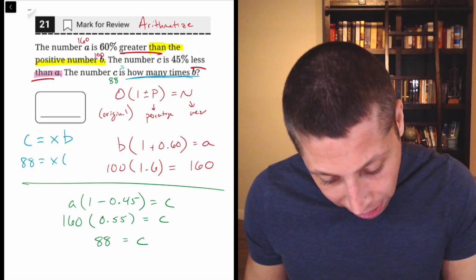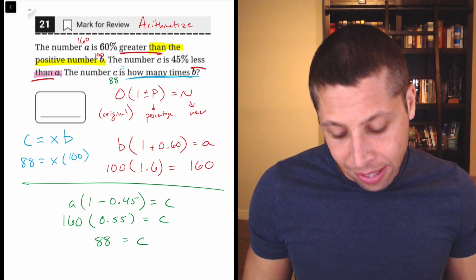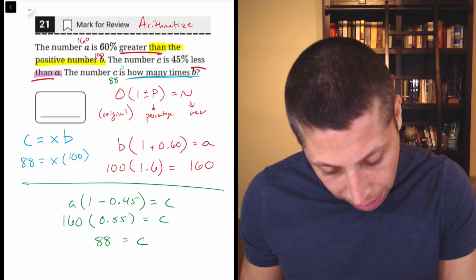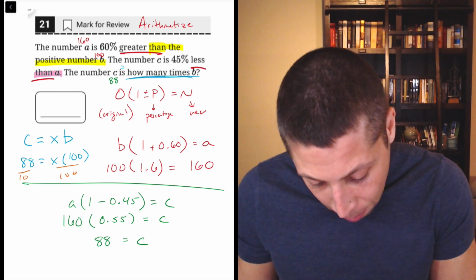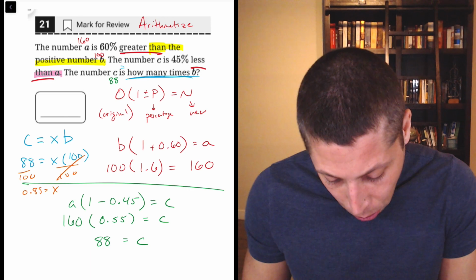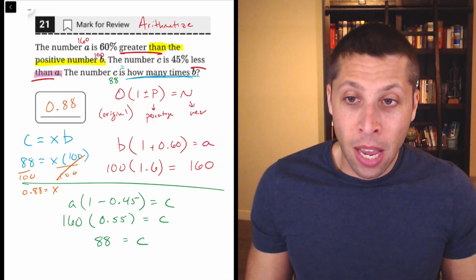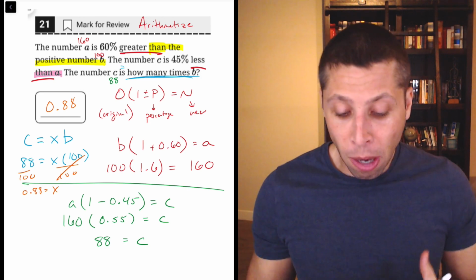This is why with arithmetize or any sort of situation, we have to label what we've got. So 88 is X times 100. I already know the answer, but we can just divide by 100 to solve for X. It's getting a little messy here, but that's going to be 0.88, and that is my answer. This is a tricky question, so if you had trouble with this, don't feel bad.